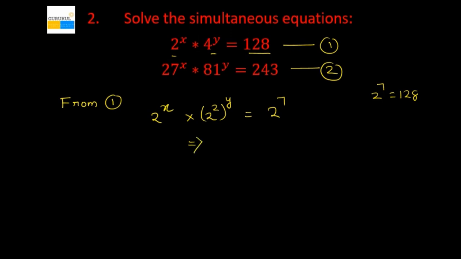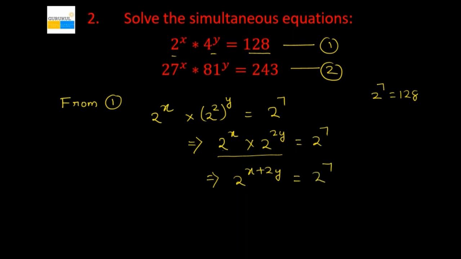So this can be written as 2 raised to the power x times 2 raised to the power 2y equals 2 raised to the power 7. Now using the identity of a to the power m times a to the power n, you get 2 raised to the power x plus 2y equals 2 raised to the power 7. So you get x plus 2y equals 7. Let's name this as equation 3.